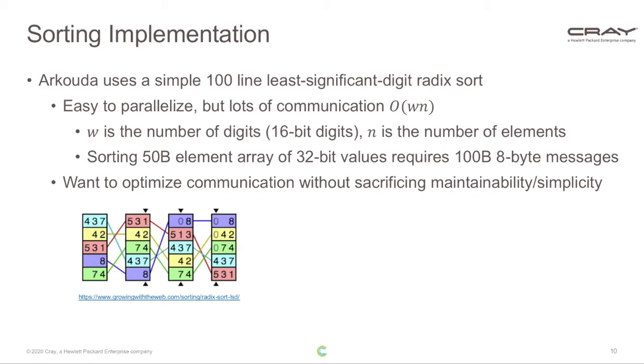Most networks want to take large chunks of data and take advantage of bandwidth over the network instead of doing these very small messages that require good latency and good injection rates. So that's just not something most networks are optimized for. We've already seen that Aries is pretty capable for that, but most networks are not. So what we want to do is improve our performance of sorting on a multitude of networks without really sacrificing the maintainability and the simplicity of this sort.